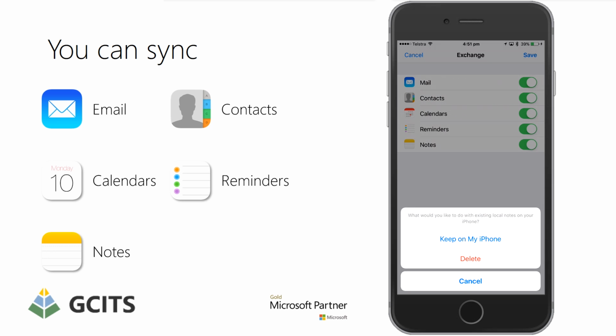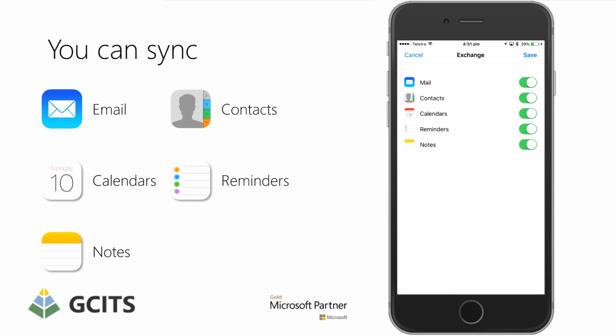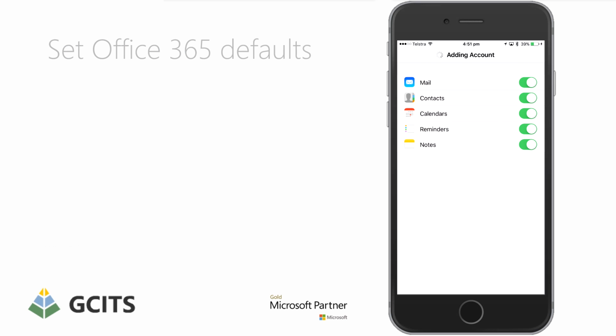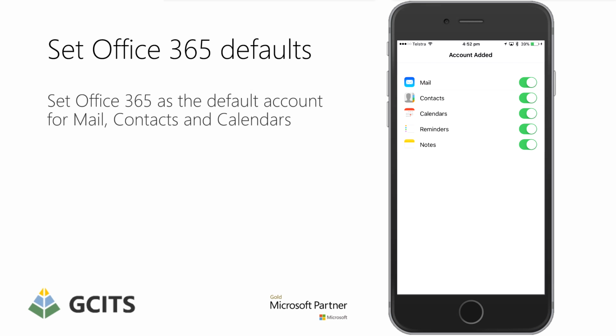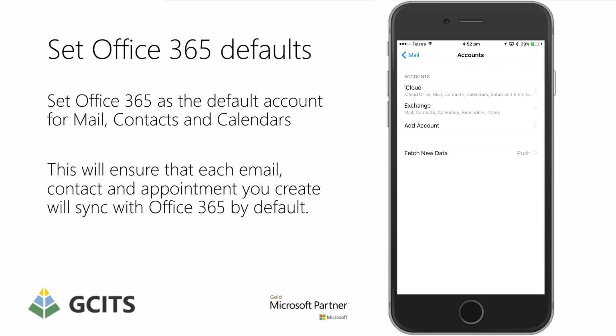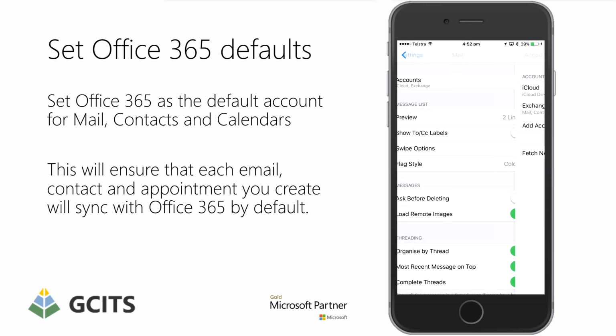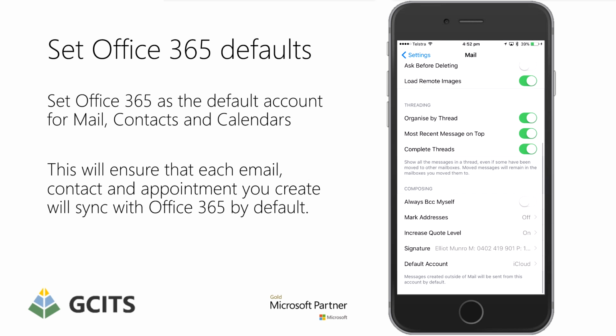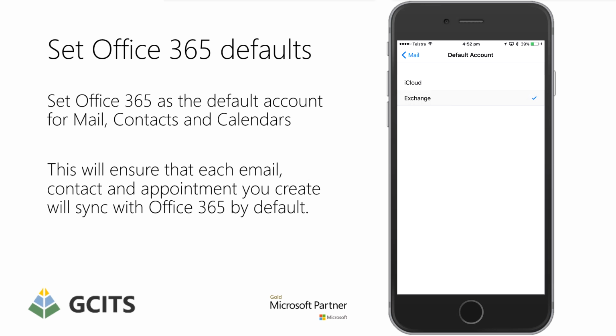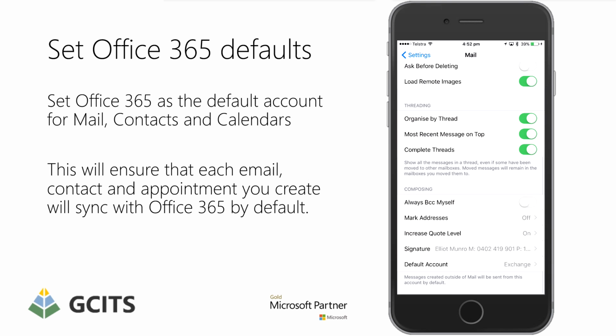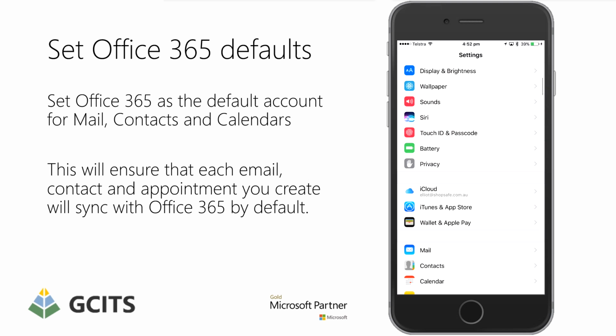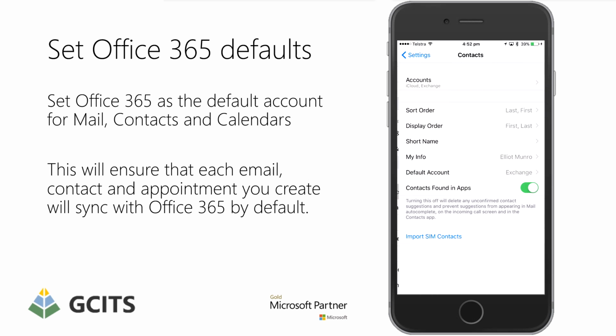You might be prompted to keep your notes on your phone. I recommend saying keep on my phone, and then click Save. And that's going to add Office 365 to your phone. The next thing you want to do is set Office 365 as the default account for your mail, your contacts, and your calendars. To do this, you go back to Mail, you go down to Default Account, and you tap Exchange. This will ensure that each email, contact, and calendar appointment you create will sync with Office 365 by default.